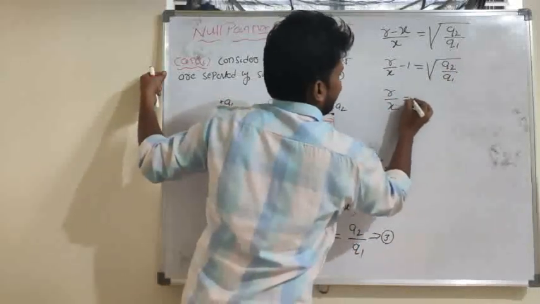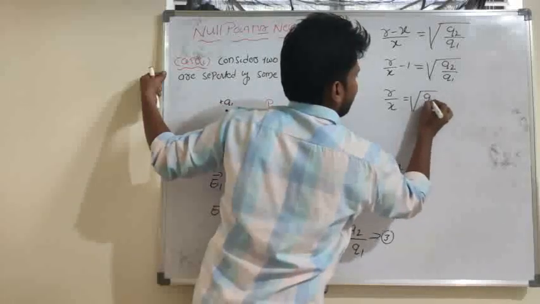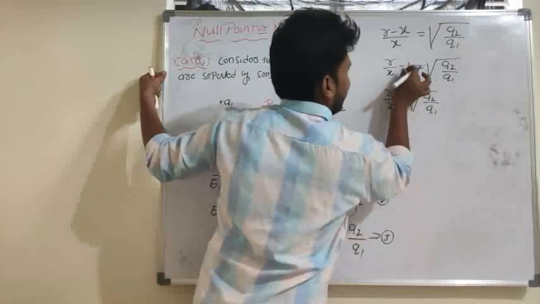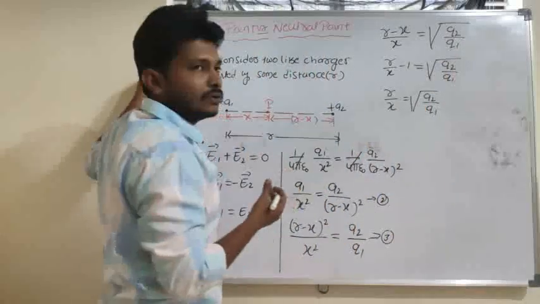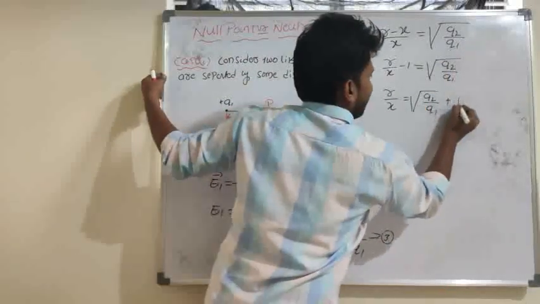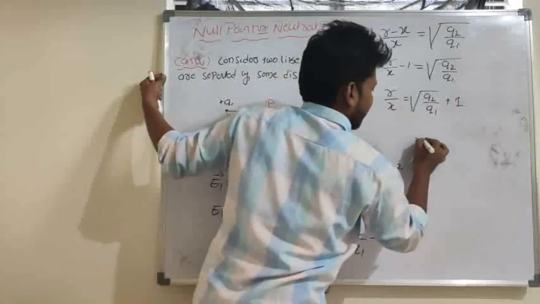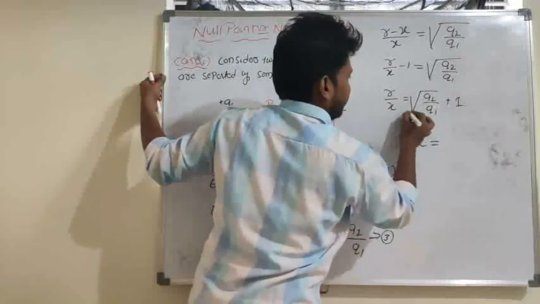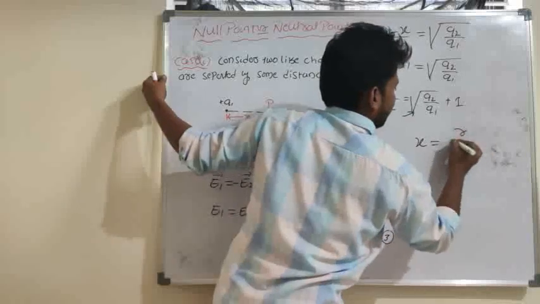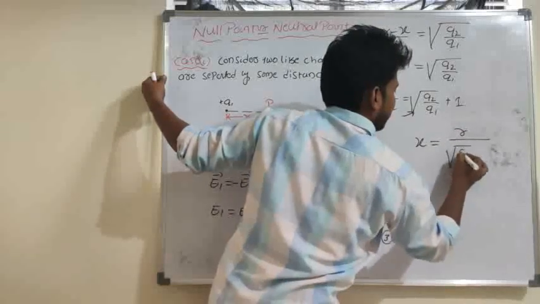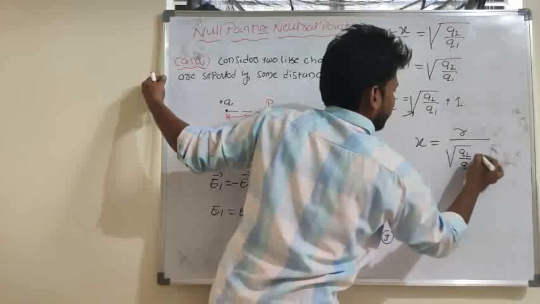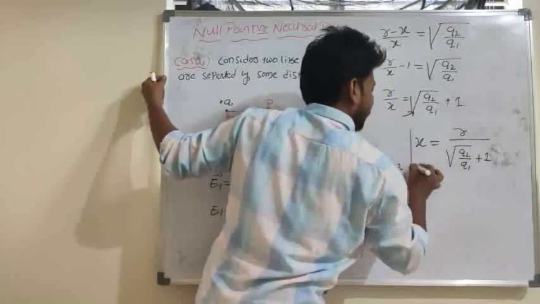R minus x is equal to square root of Q2 by Q1 minus 1. If it goes to the right hand side, that will become plus 1 here. So finally, if you rearrange, x is equal to r divided by square root of Q2 by Q1 plus 1.